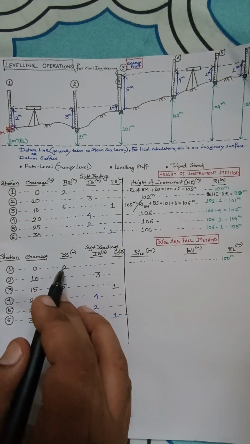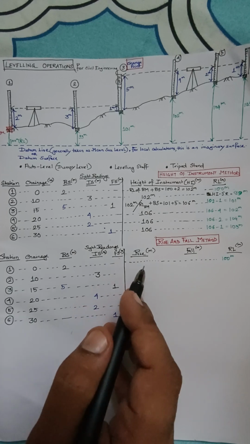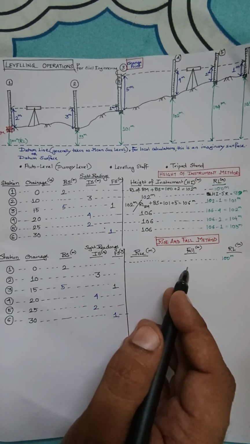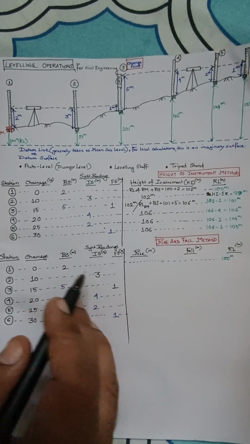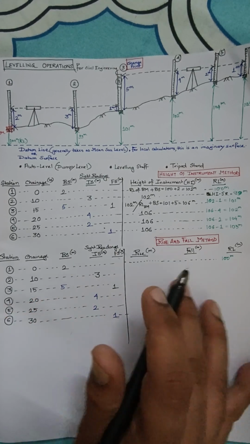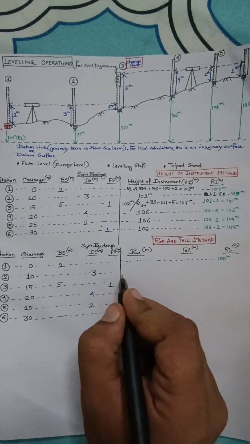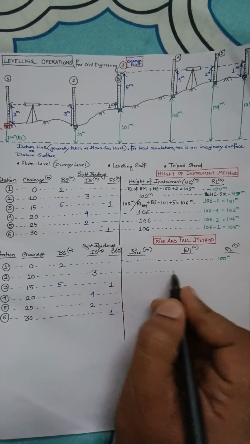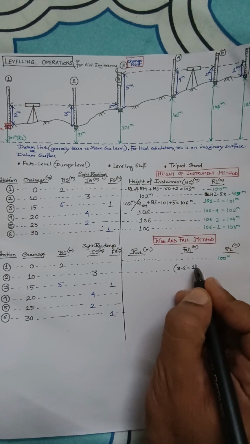Since you can see that the readings have increased, that means there has been a fall. So I must not write anything under the rise. I must write it under the fall. So what is the fall which you have? The difference between this reading and this reading. That's it. So how much is the difference? It is actually 3 minus 2 is equal to 1 meter.